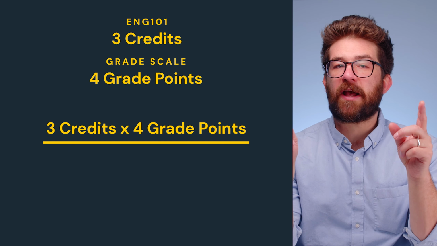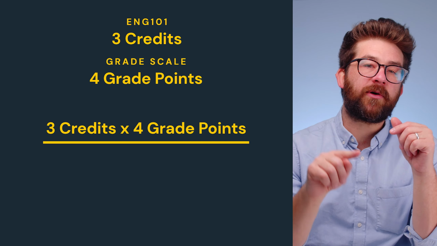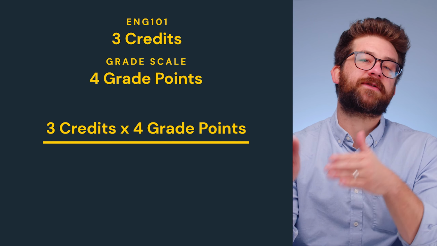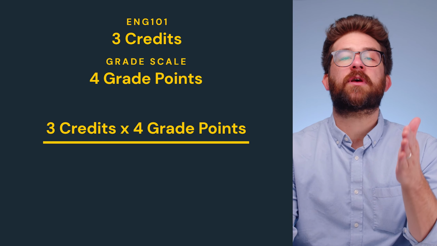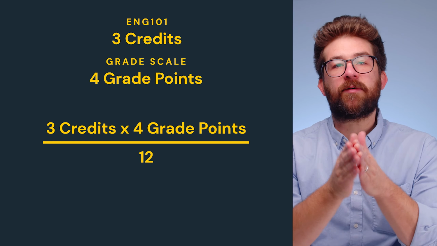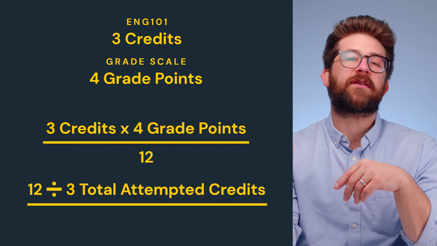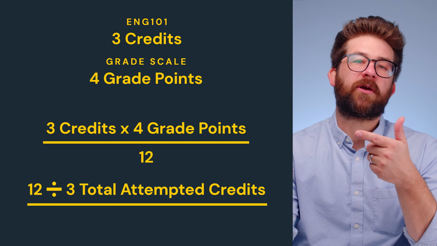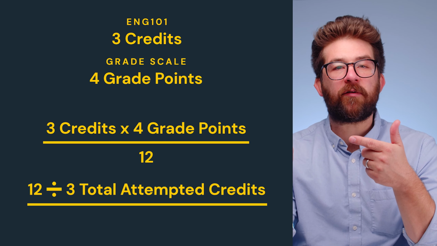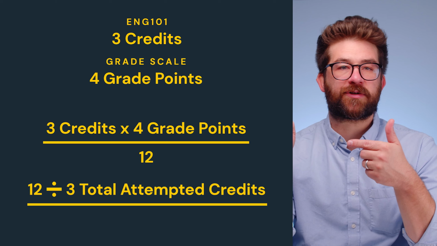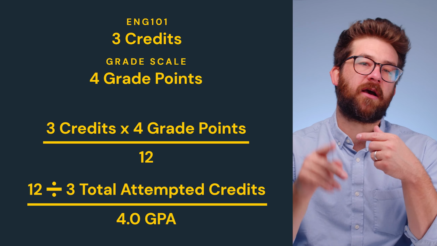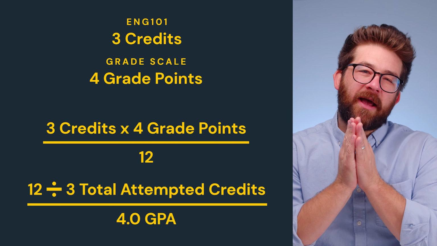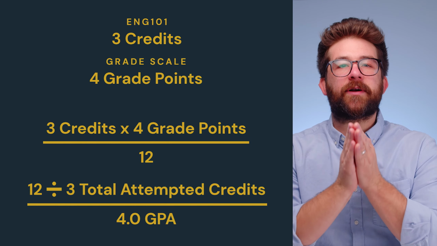Using those 2 bits of data, we then multiply the number of credits for the course by the grade points. 3 credits times 4 grade points equals 12. To get the GPA, we then divide that result by the total number of attempted credits. We're talking 1 3-credit course here, so that's 12 divided by 3, which grants the student a GPA of 4.0.